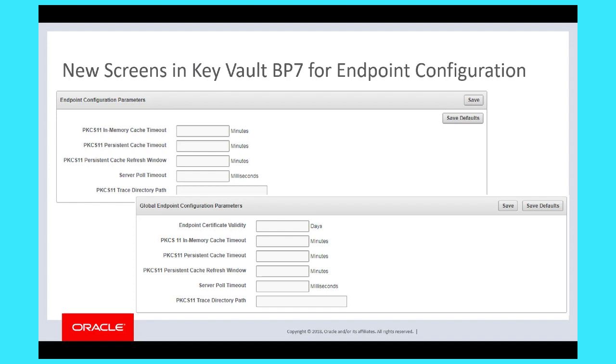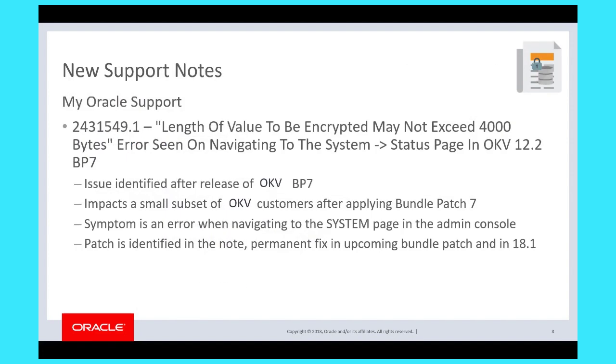We also have a new support note this month that you might want to be aware of. That is note 2431549.1. With Bundle Patch 7, we've seen a few customers that have had an issue after installing the bundle patch where the System tab becomes unavailable after the bundle patch is installed. This isn't happening everywhere, but it has happened to enough customers that it was worth releasing a note on it.